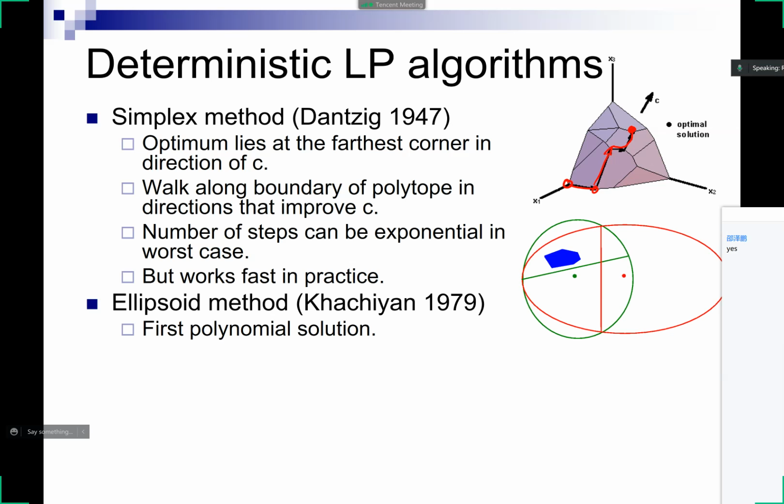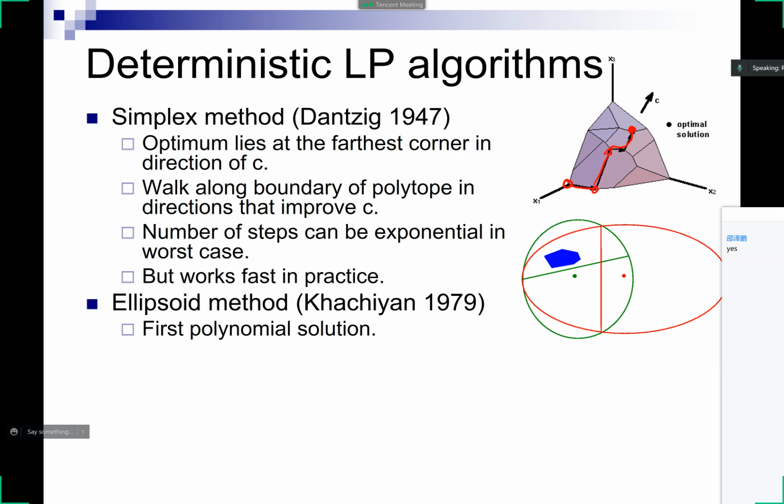Okay, but people wanted a guarantee: an algorithm which can always run in polynomial time. And so the first polynomial time algorithm for LP was an algorithm called the ellipsoid algorithm by Khachiyan in 1979.